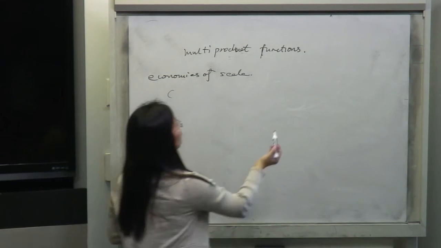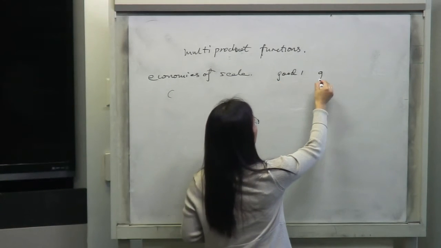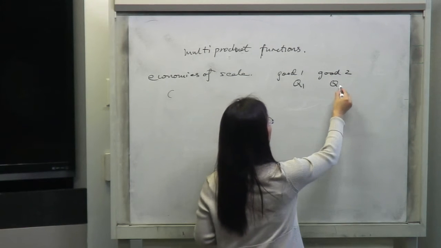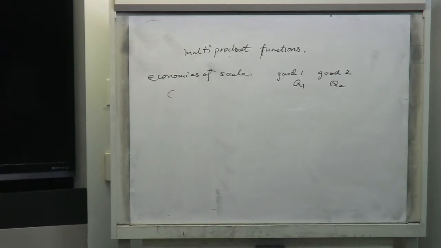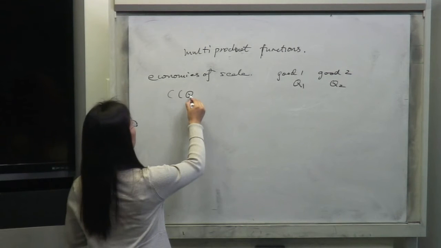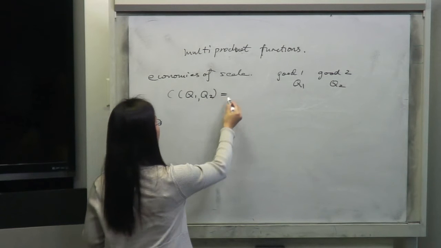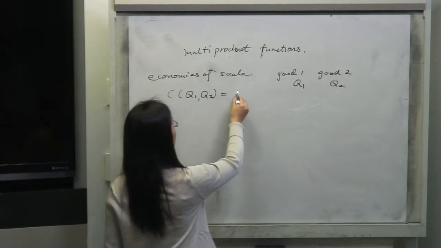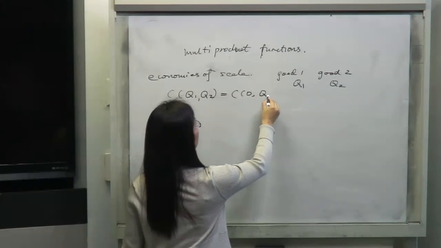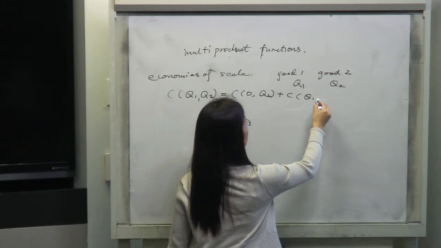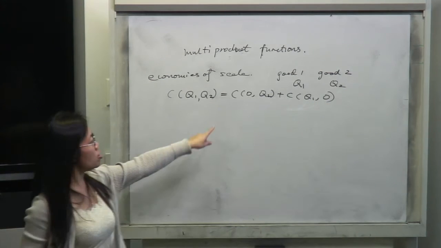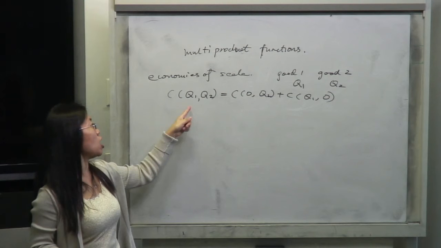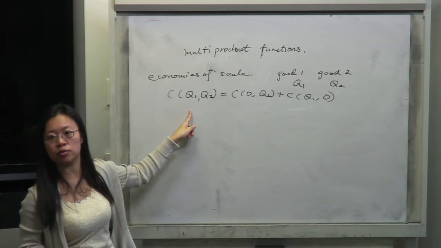Suppose you produce two products, good 1 and good 2. Use Q1 to represent output of good 1, and Q2 to represent output of good 2. If the total cost function when you produce both products together is less than the sum of the costs when you produce these two goods separately, then we say you have economy of scale by making both.